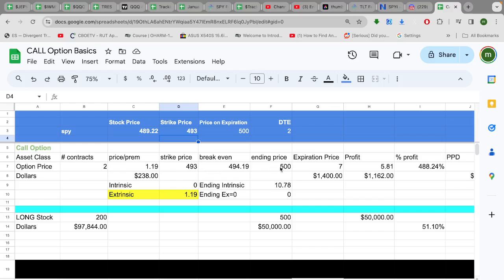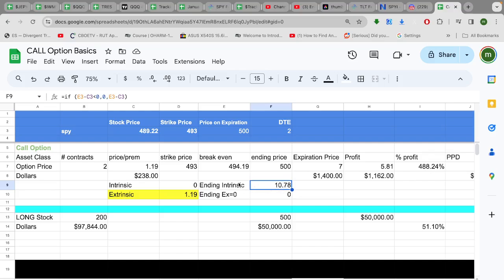So if you could get it to go to 500, the ending intrinsic would be, I think this is wrong. Ignore that number. It would intrinsically, if it's 493 and it goes to 500, it's worth 7. Anyway, it of course is 0 extrinsic, but you would have 7 intrinsic. So the option would be worth 7. Paid $1.19 for it, so it'd be a nice 5-point profit, nearly 6-point profit. Now we have 2 contracts, so it'd be $1,100, 400%.